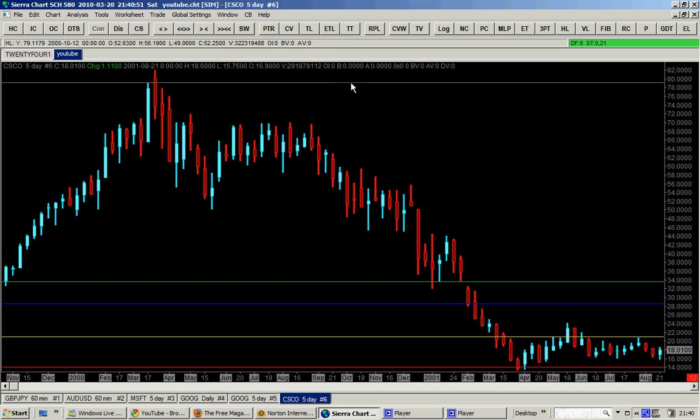This is another important level here. So you see how the price came, did another V again. It came all the way up.